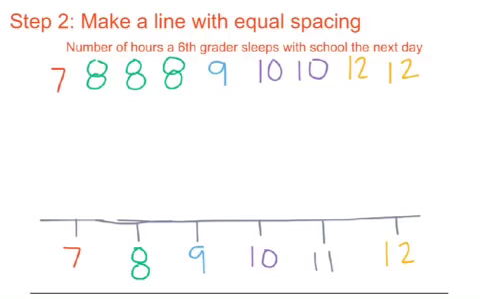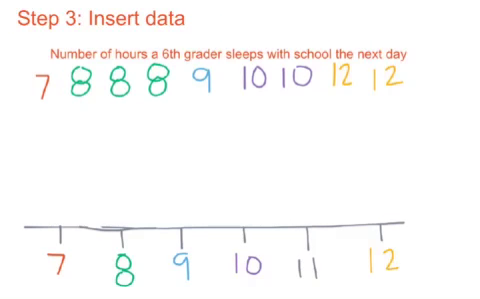We put 1 dot because we have 1 student who slept 7 hours. We put 3 dots on 8 because we have 3 students who slept 8 hours. We put 1 dot for 9 since we have 1 student who slept 9 hours. We put 2 dots for 10 since we have 2 students who slept 10 hours. We put no dots for 11 because no one slept that much. And then we put 2 dots for 12 because we have 2 students who slept 12 hours.